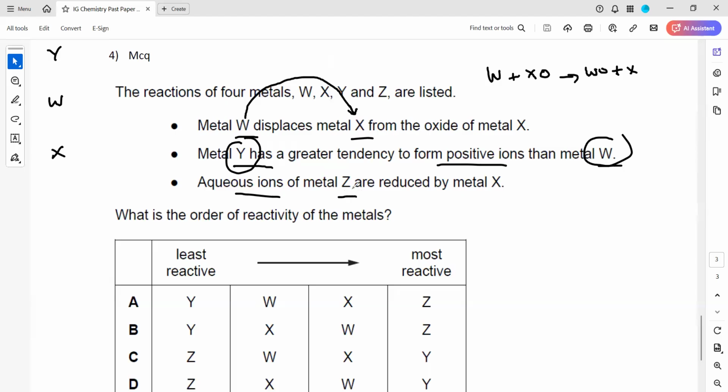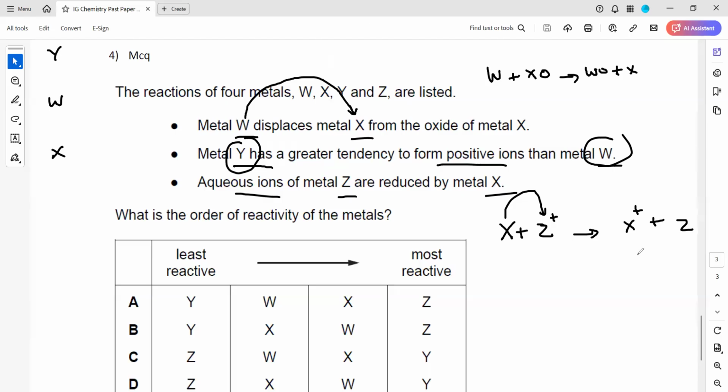Aqueous ions of Z are reduced by metal X. What does it mean? For example, if metal X is added to Z ion, and let's say Z was +1, when the reaction occurs, X will become an ion and Z will become an element. So which is more reactive here?